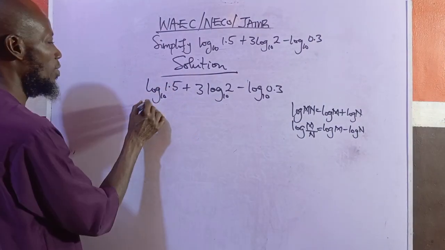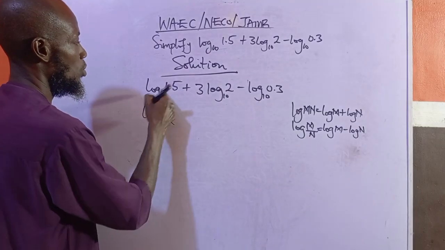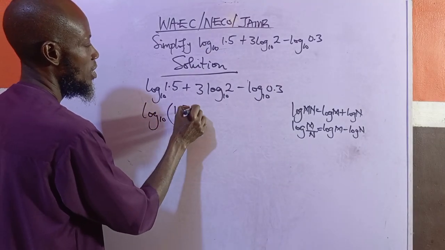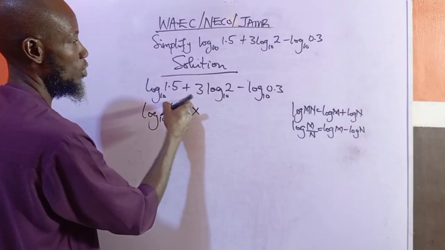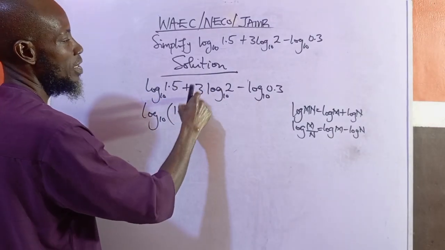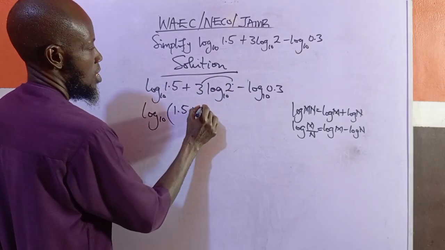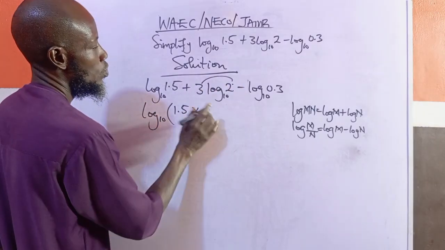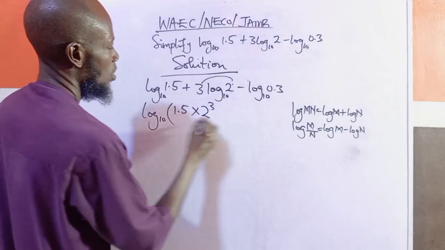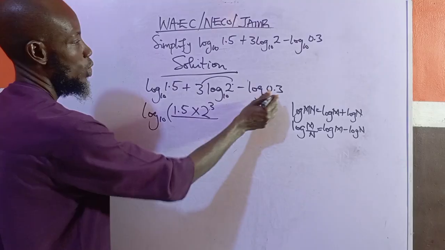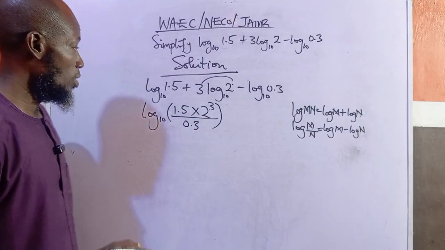So here we are going to have log to base 10 of 1.5 times, now that's multiplication, so we are going to multiply it. Then this 3 will be raised to the power of this 2, so we are going to have 2 to the power of 3. Then this will be division, so 0.3. So are you getting it?